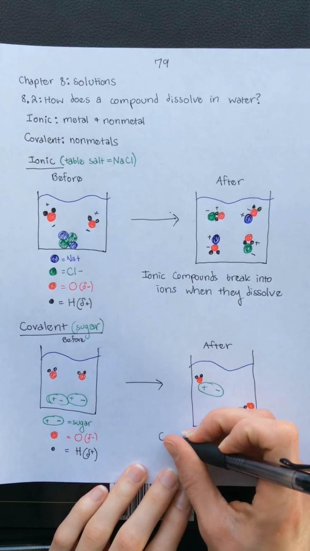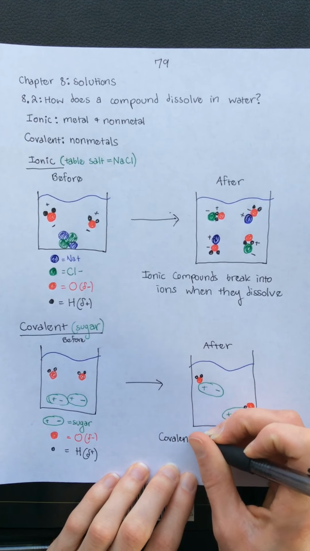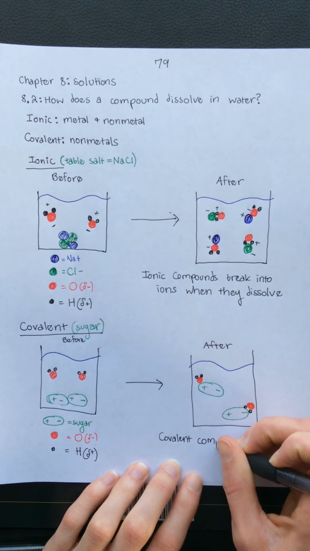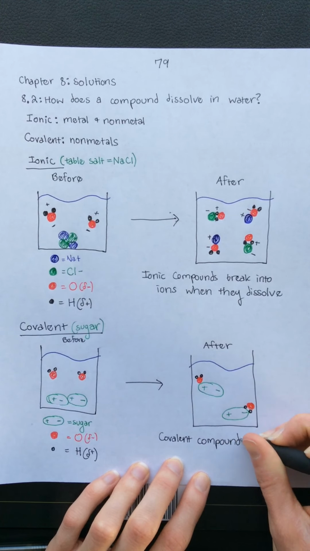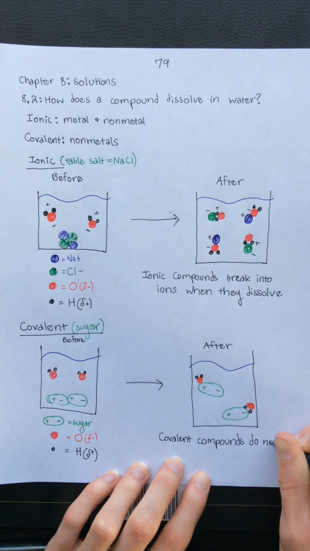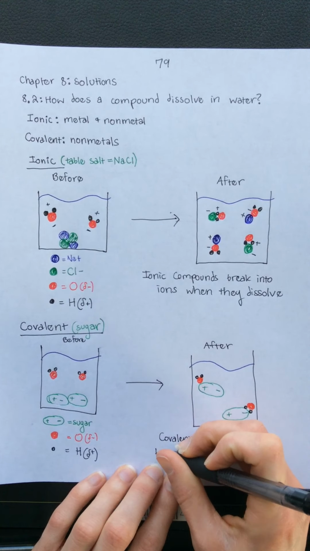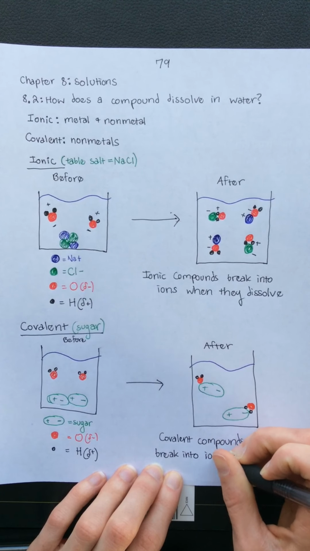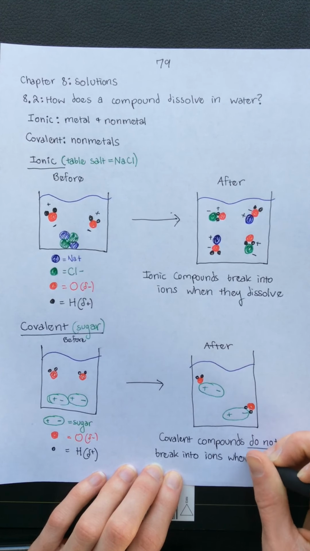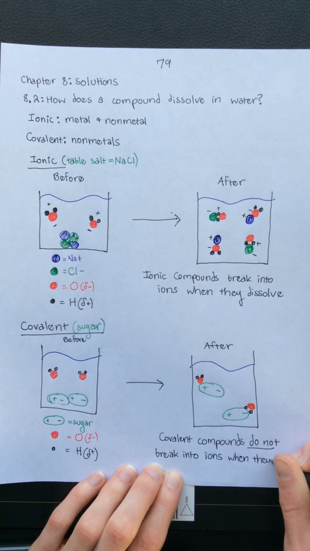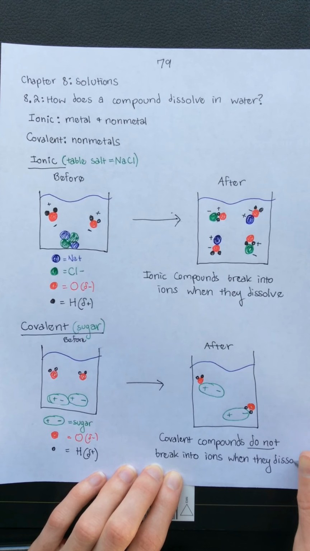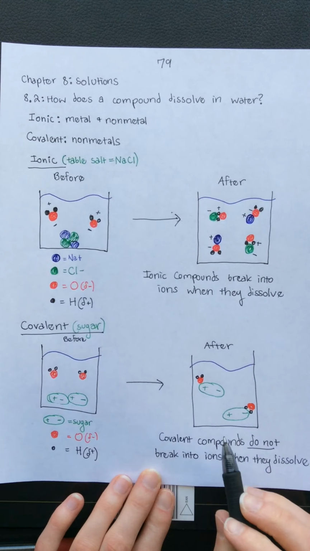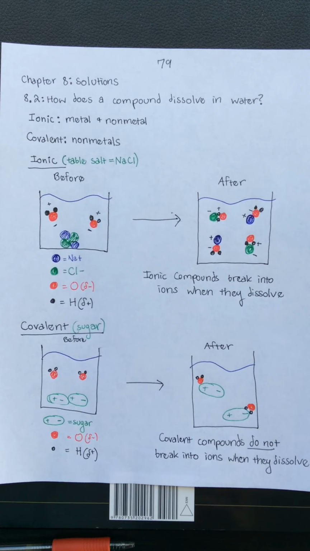So we're going to write down: covalent compounds do not break into ions when they dissolve. And this is important because if covalent compounds dissolve in water, that does not make the water conductive.